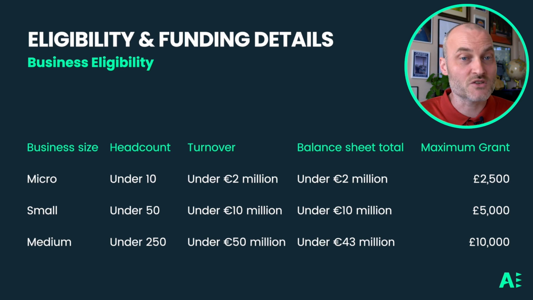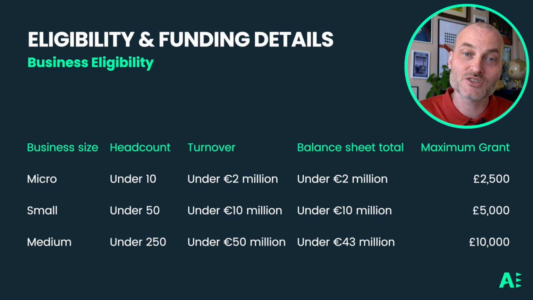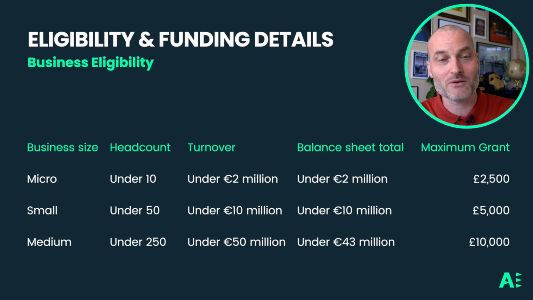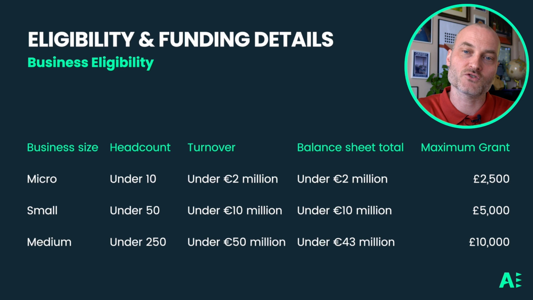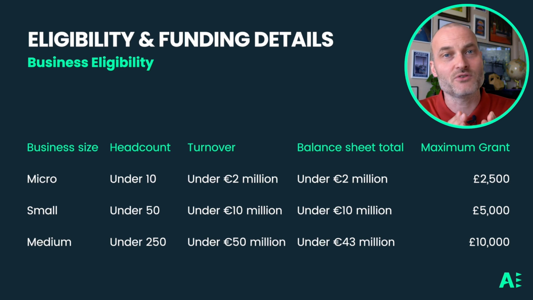A medium business up to 249 employees, under 50 million euros of turnover, under 43 million euros of balance sheet total can get up to £10,000 of grant funding. And this grant funding is provided as 50% of your spend on training. So for example, if you're a small organisation that spends £8,000 on training, you could claim up to £4,000 back. So that's half price. This is half the price of your AI training up to that maximum amount covered by the government.